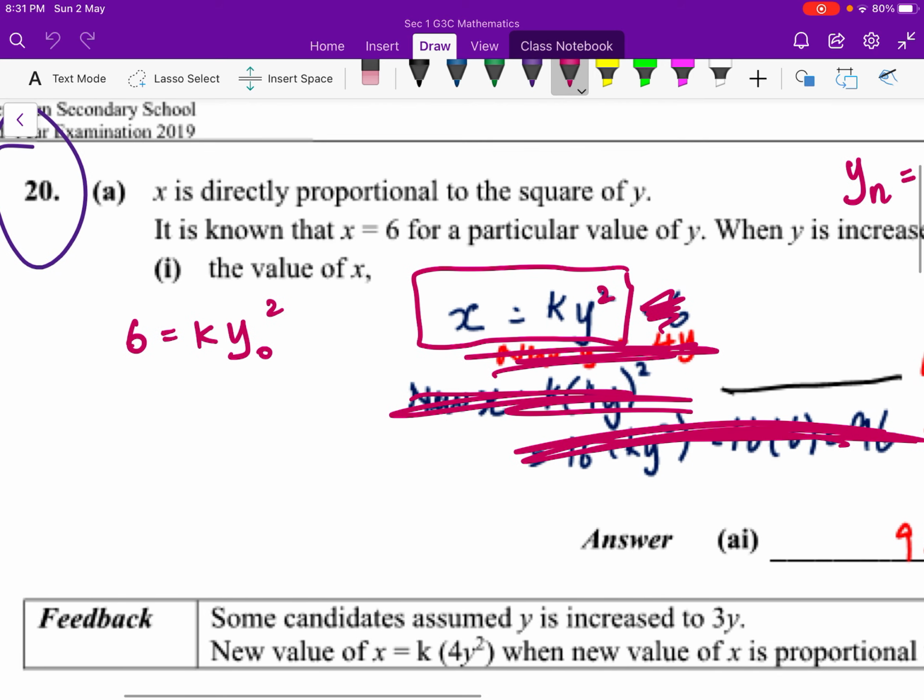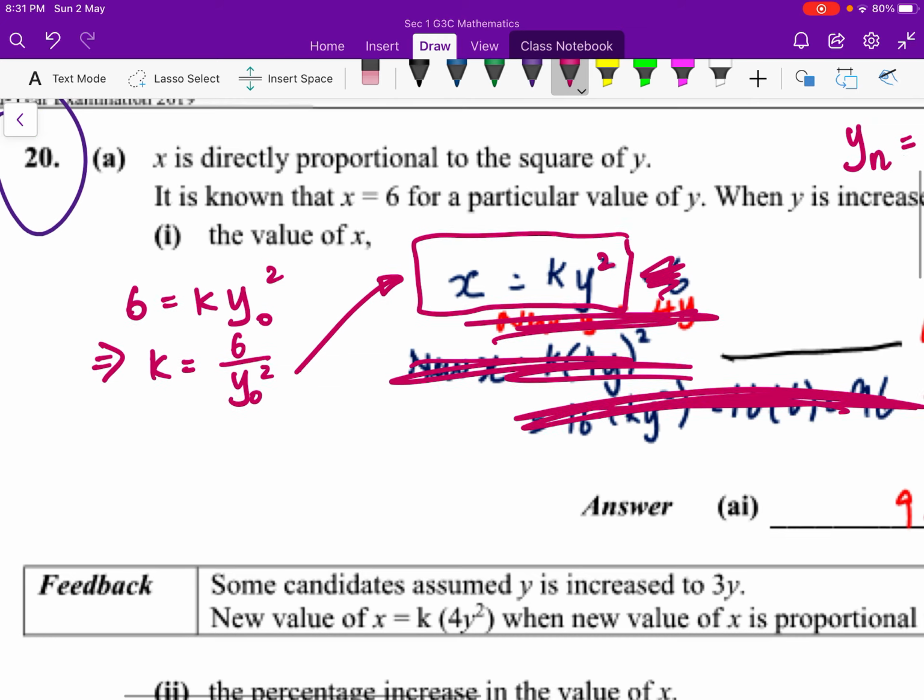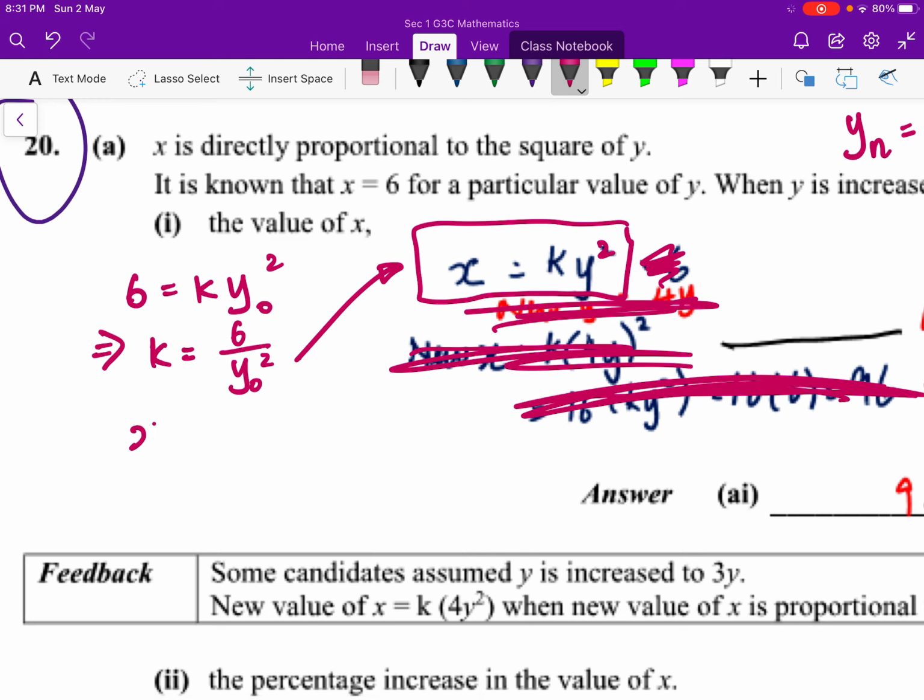Okay, so back to our equation after we have substituted in the old value of x and the old value of y. We have found that k is actually equal to 6 over the square of the old y. We substitute this back into our equation to update it. So we have x equals, with k replaced, 6 over the square of the old y multiplied by whatever is the new value for y squared.